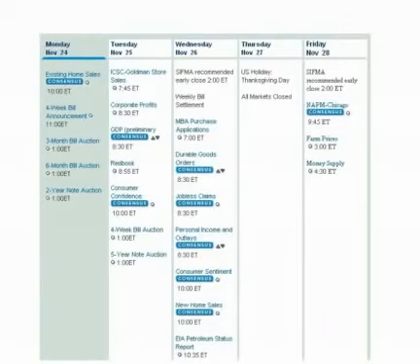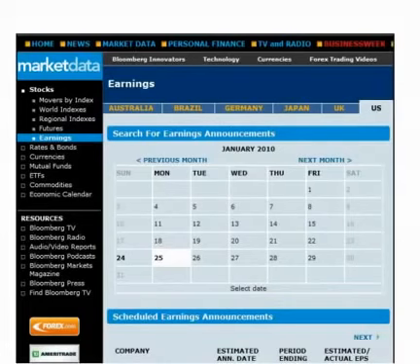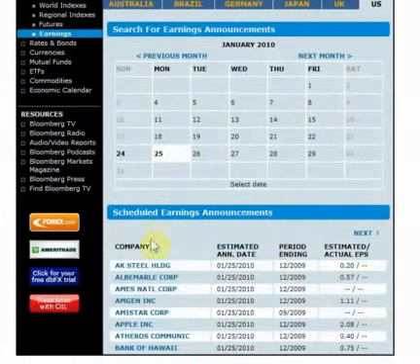Another good time to trade is during reporting season, which comes 4 times a year. This is from the Bloomberg.com site. It's a calendar. You click on it and it will give a list of A to Z of all of the companies that are reporting that day.